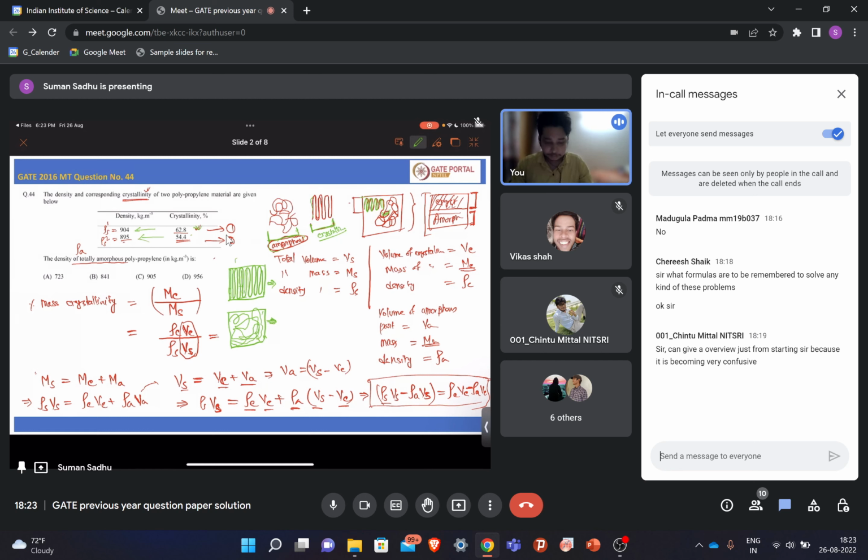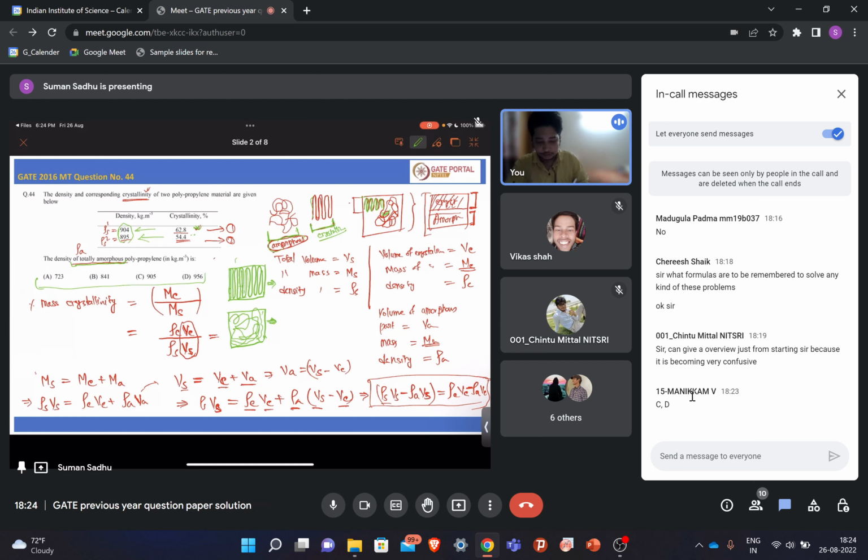So now, just seeing this question, these are the given options to you, right? Can you omit any two options from here? Because for totally amorphous, what will be the density? For totally amorphous, the density should be less than this part, these two. I understand up to this part.